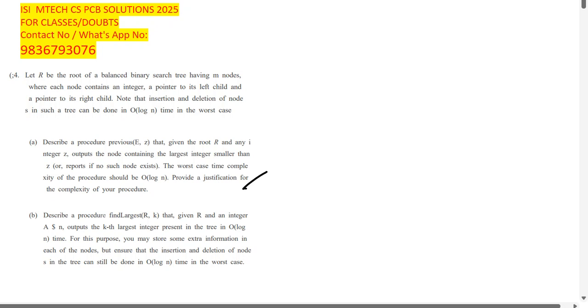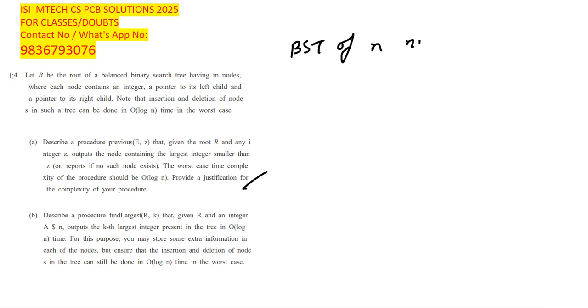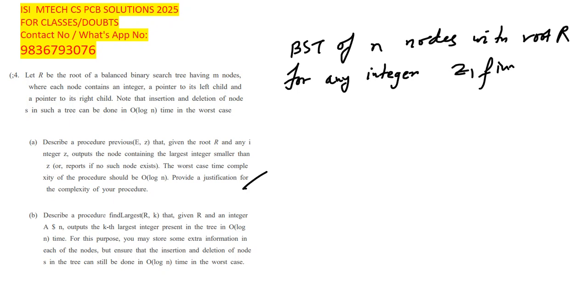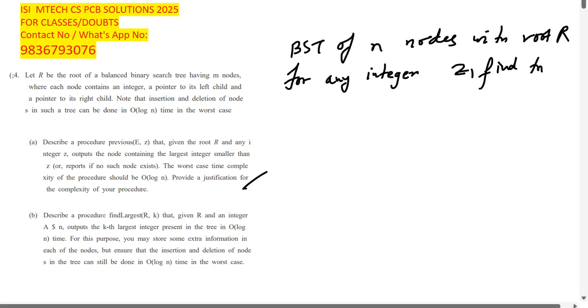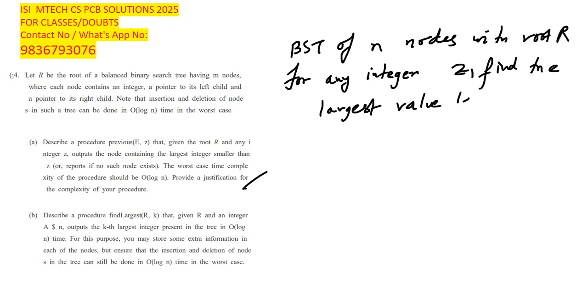So here it's a BST with root r. Okay, so for any integer z, find the largest value less than z.